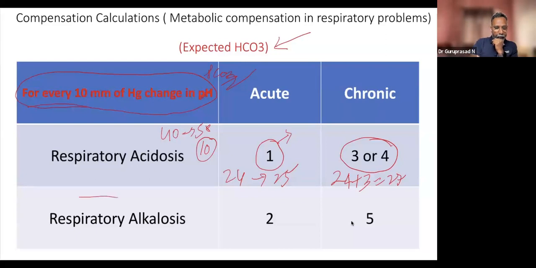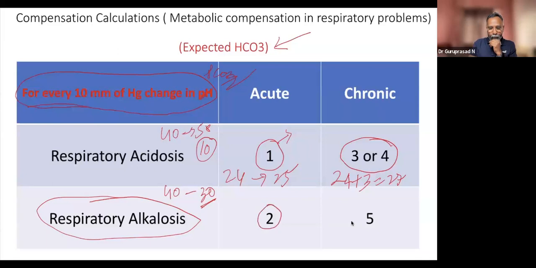Similarly, if it is a respiratory alkalosis, what do you expect? The compensation in respiratory alkalosis is a metabolic acidosis. So if the PCO2 has changed from 40 to 30, this is respiratory alkalosis. There is a 10 change. For every 10 change of respiratory alkalosis in acute, the bicarb will reduce by 2. That is, if the normal bicarb is 24, the expected bicarb will be 22. And similarly, in the chronic, for every 10 change, there will be a 5 decrease in bicarb.